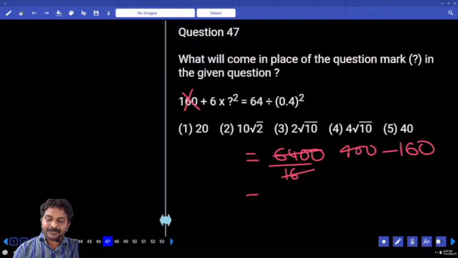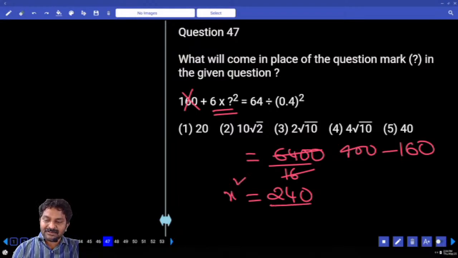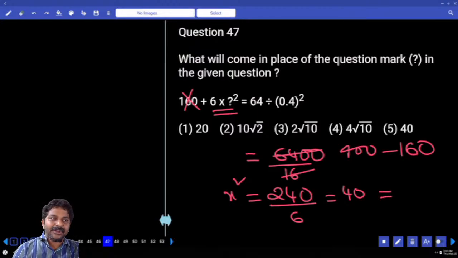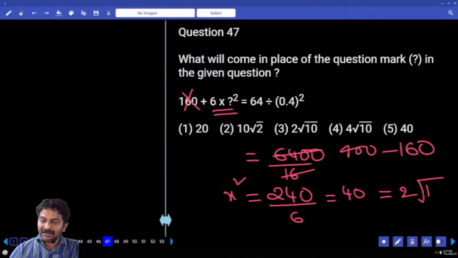How much is that? 240, which is 6 into x square only. Then x square value is equal to 240 divided by 6. That is equal to 40. If x square is 40, x is under root 40. 40 can be written as 4 into 10. Root 4 is 2, and then root 10. This is the x value.